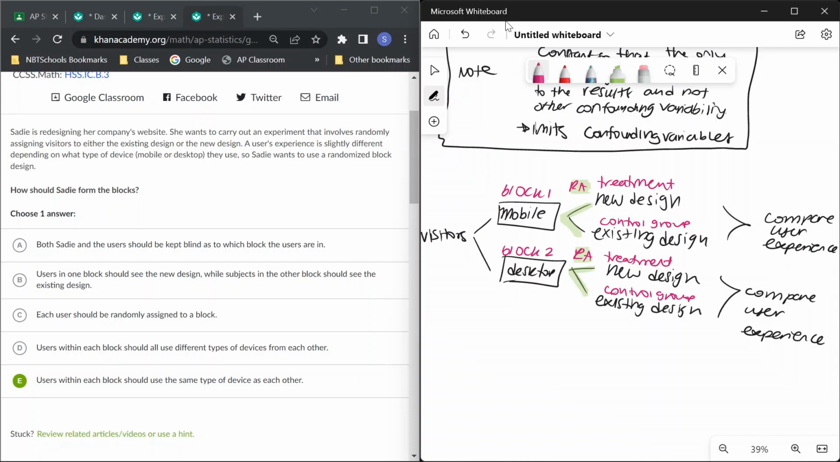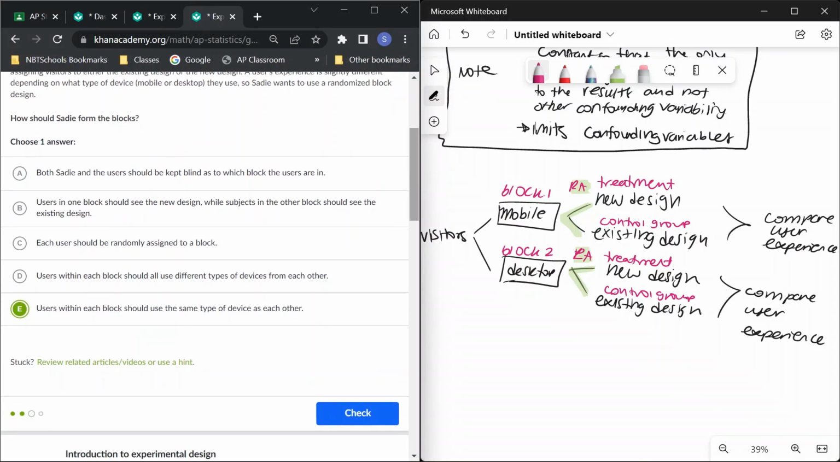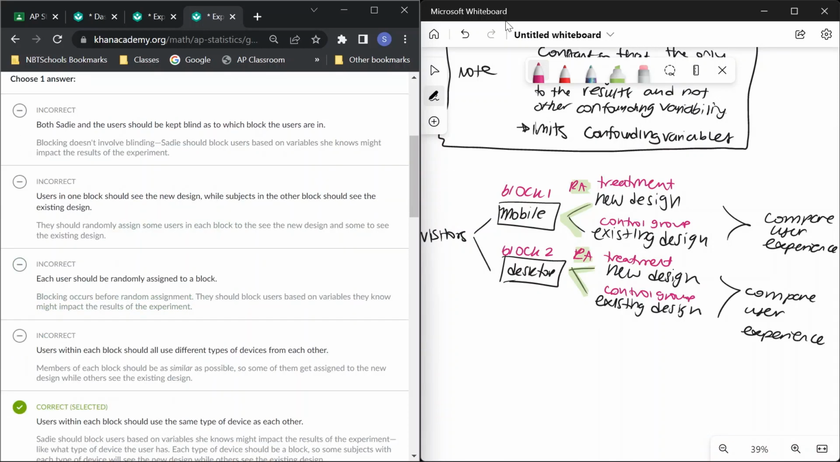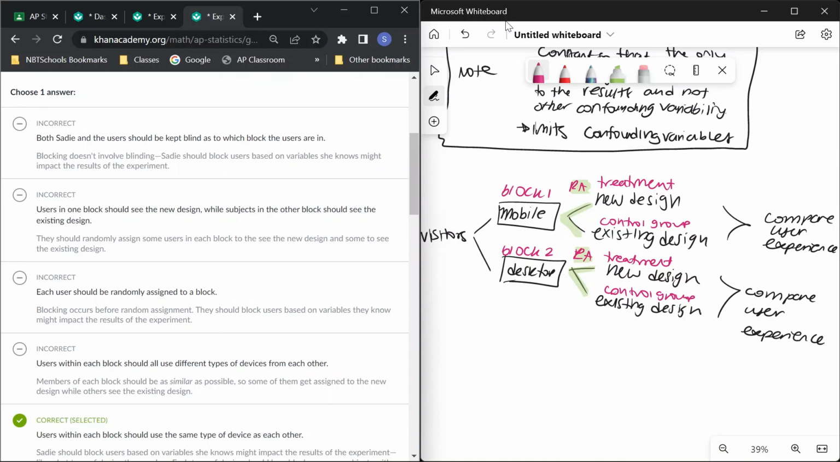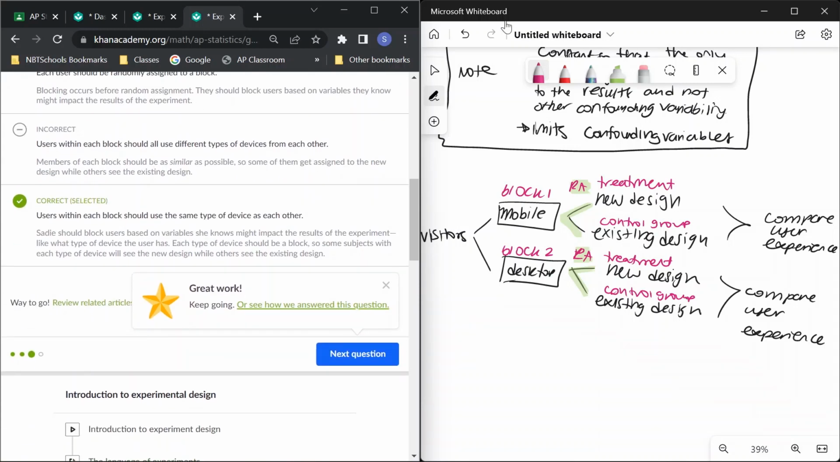So answer choice E says the users within each block, so block 1 and block 2, should use the same type of device as each other. So I think that's the one. Users in one block should see the new design. I just want to explore the other choices. So users in one block should see the new design, while subjects in the other block should see the existing design. No, because they want to test both of them. That would only be making one treatment. Okay.